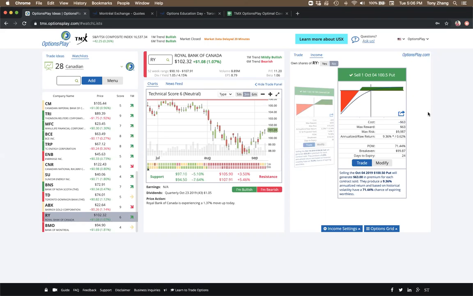It just hasn't moved lower. So I can sell another put. And that's what I mean by rinse and repeat. So if the stock doesn't go to that strike price and I don't own the stock, I can sell another put and generate another $60. And I can keep doing that over and over again until I actually own the stock. So that's what I mean by rinse and repeat.